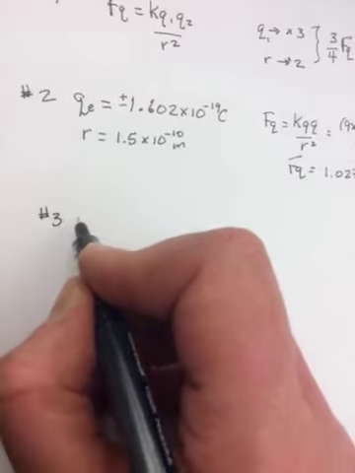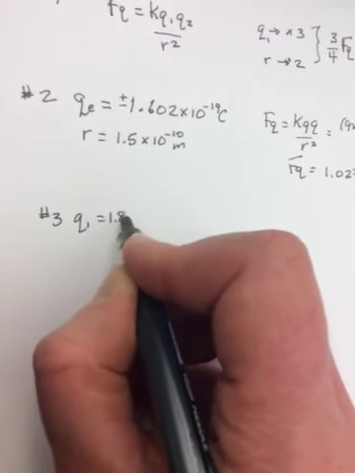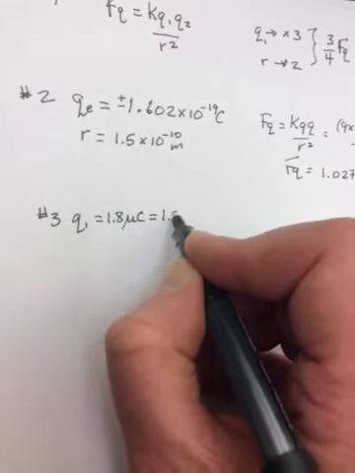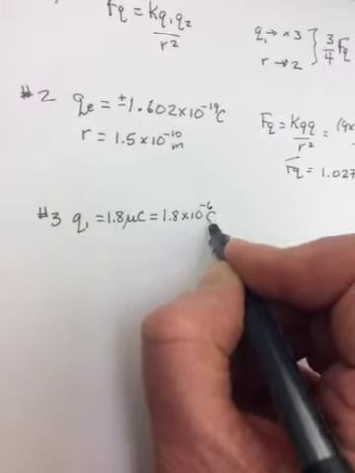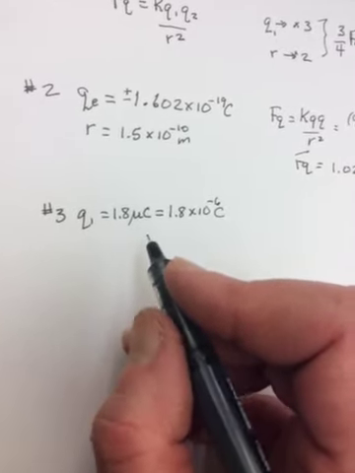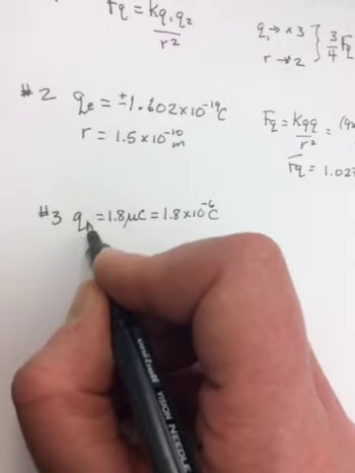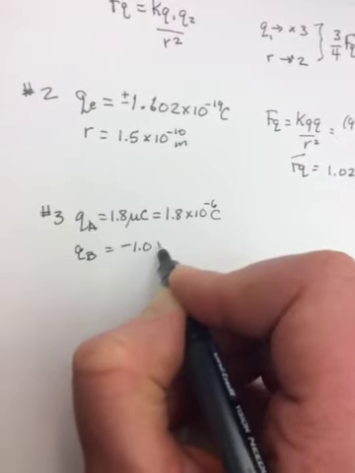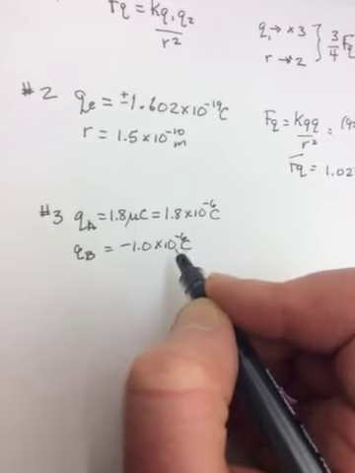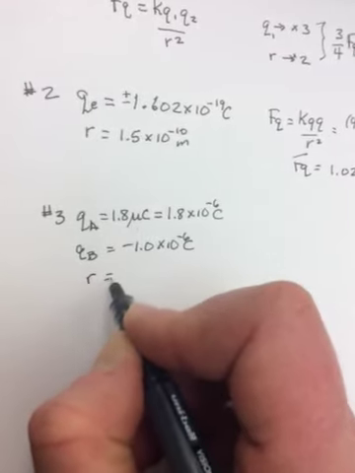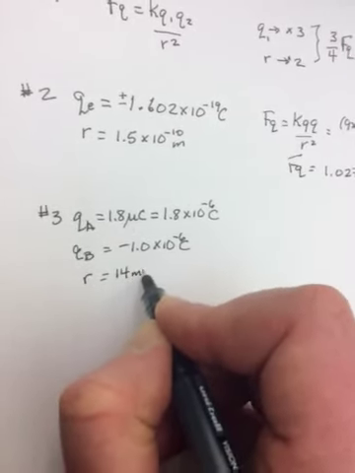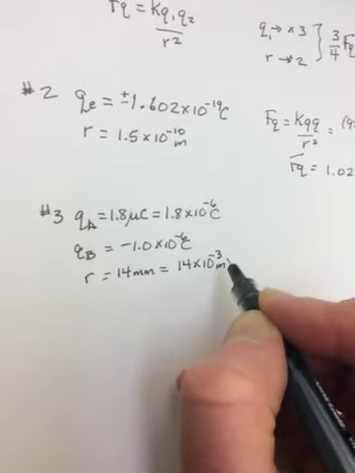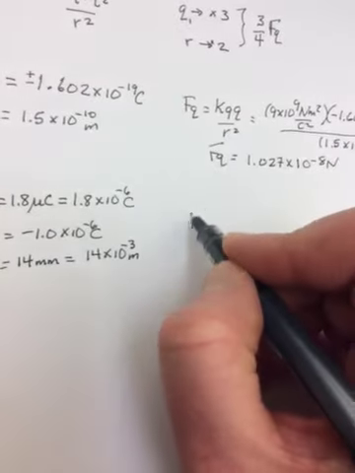Number 3 says one charge is 1.8 microcoulombs, and if you remember from grade 11 physics, a micro is times 10 to the negative 6. So charge A is 1.8 times 10 to the negative 6 coulombs. Charge B is negative 1 times 10 to the negative 6 coulombs, because negative 1 microcoulombs. And the distance, they are 14 millimeters apart, in other words, 14 times 10 to the negative 3 meters. And it wants to know what's the force on A.